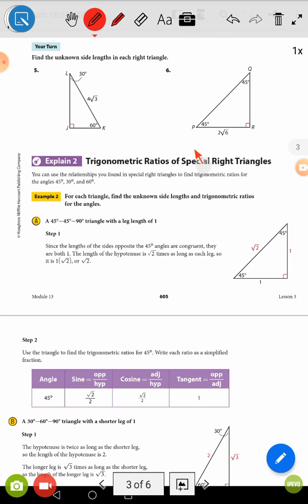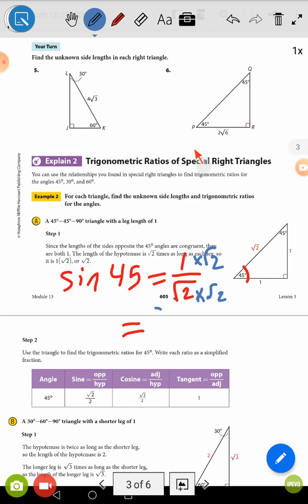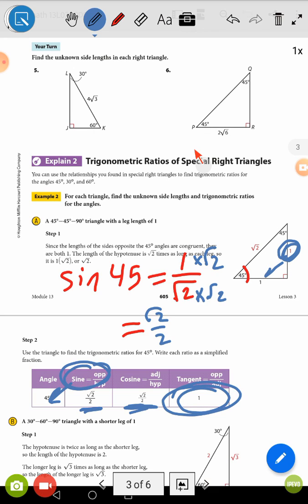So from here I can find the value of sine 45 equals opposite over hypotenuse. The denominator can be made rational, so I will multiply by root 2 over root 2, so it will be root 2 over 2. So our sine of that angle is root 2 over 2. And the cosine is also root 2 over 2. And the tangent is 1. Why 1? Because it's opposite over adjacent, 1 over 1 equals 1. Okay?